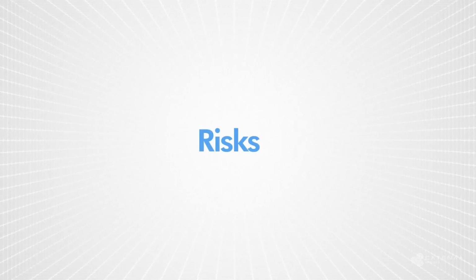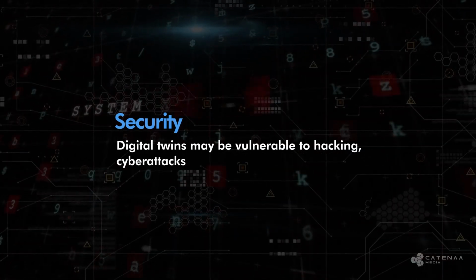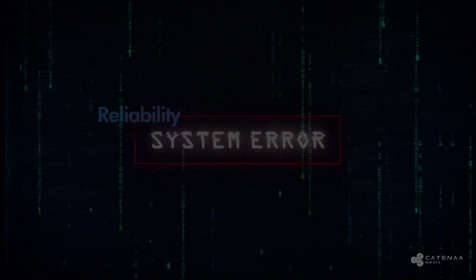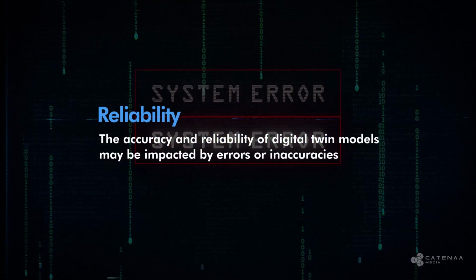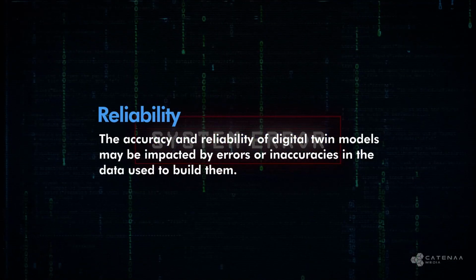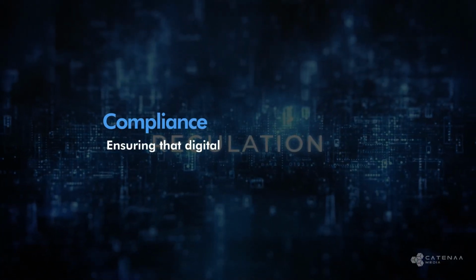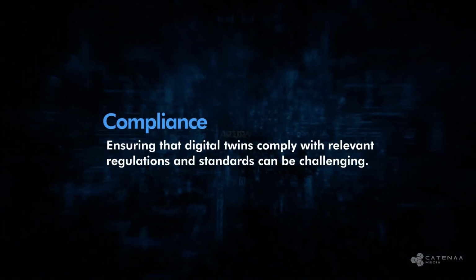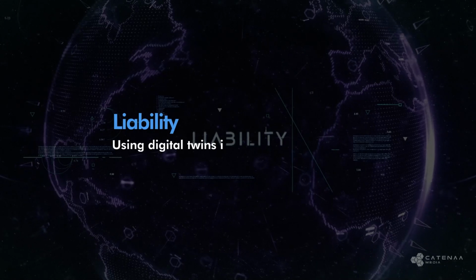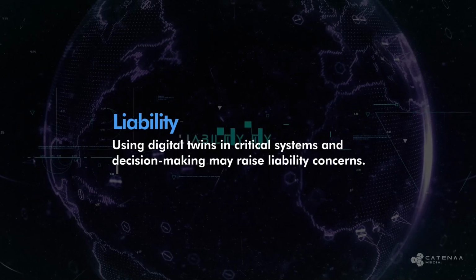Then, there are also the following risks to consider. Security. Digital twins may be vulnerable to hacking, cyber attacks, and data breaches. Reliability. The accuracy and reliability of digital twin models may be impacted by errors or inaccuracies in the data used to build them. Compliance. Ensuring that digital twins comply with relevant regulations and standards can be challenging. Liability. Using digital twins in critical systems and decision-making may raise liability concerns.